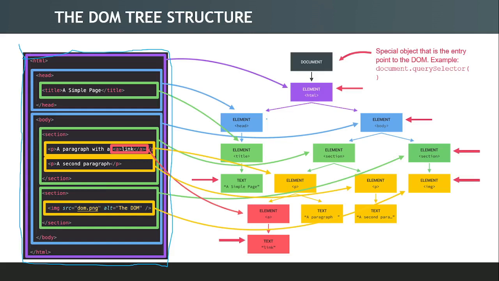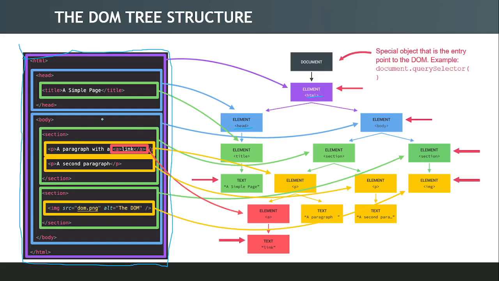So you can see the elements you can have. The HTML tag is an element, head is an element, those are the tags, body is an element, title is an element, section is an element, and paragraph is an element.